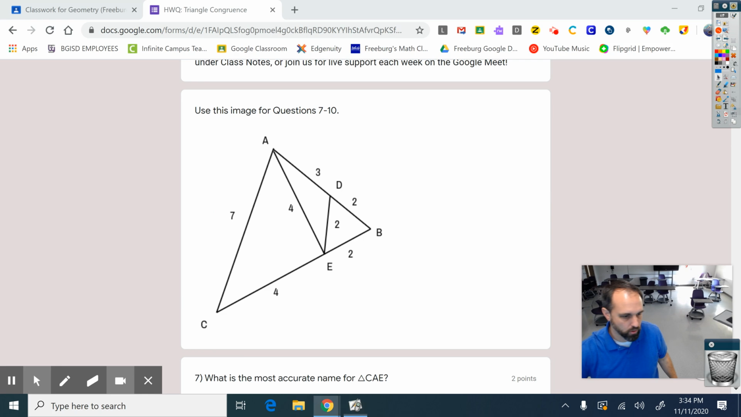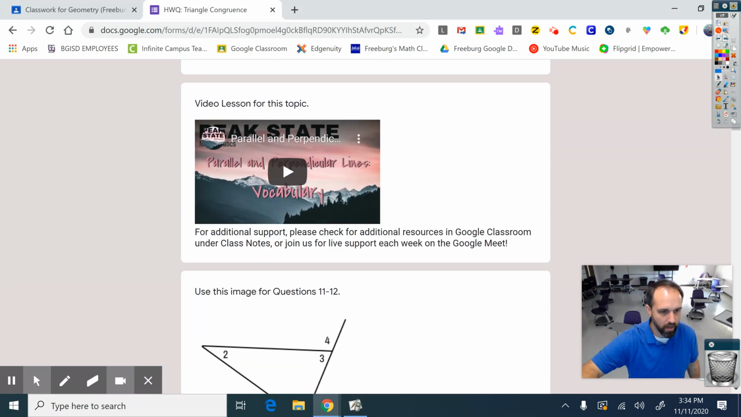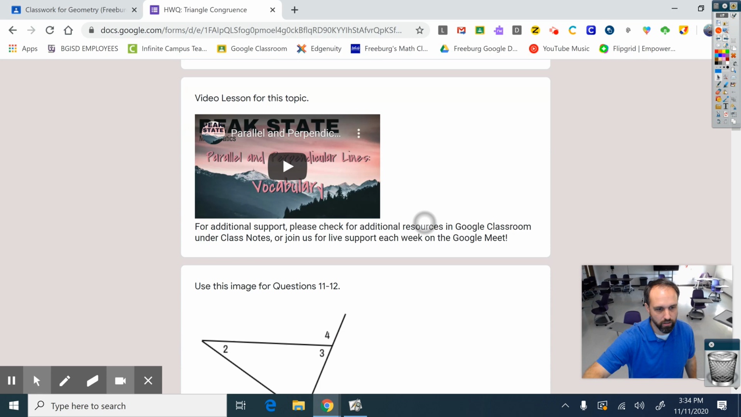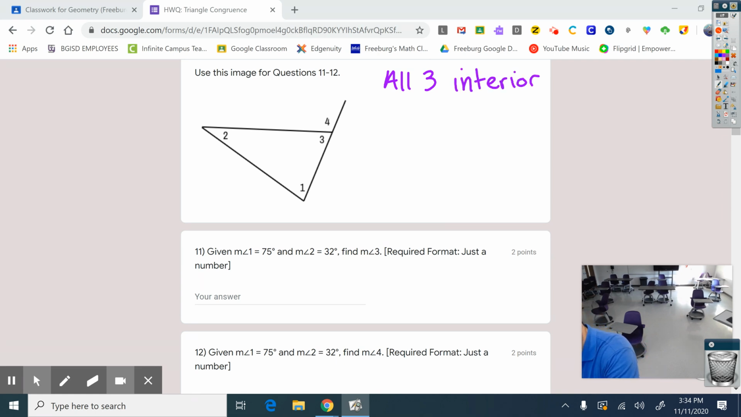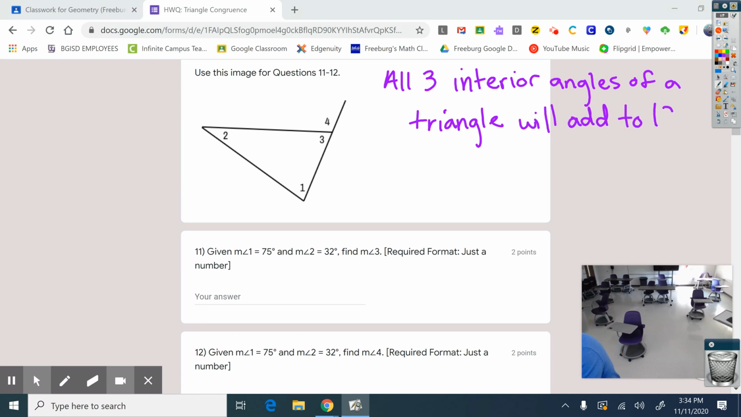That gets us through the vocabulary part of our lesson. So now we're going to look at the exterior and interior sum theorems. So the statement here is that all 3 interior angles of a triangle will add, or sum, to 180 degrees.